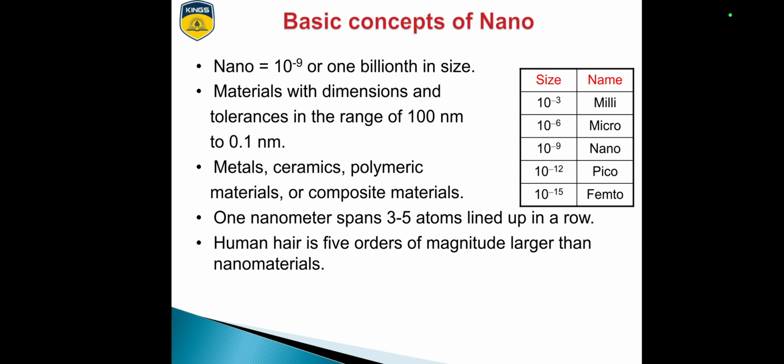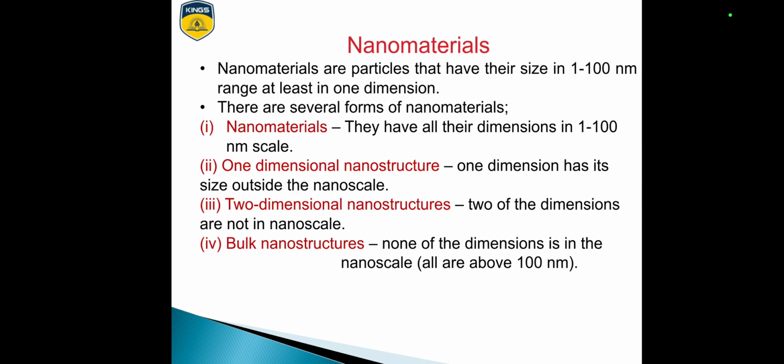Human hair is 5 orders of magnitude larger than nanomaterials. Think about how thin and minute nanomaterials are. The table gives the scale: 10 to the power of minus 3 is called milli, 10 to the power of minus 9 is called nano, 10 to the power of 6 is called micro, 10 to the power of 12 is called pico, 10 to the power of 10 is called femto. So we are discussing nanoparticles, and 10 to the power of minus 9 on the scale is called nano.